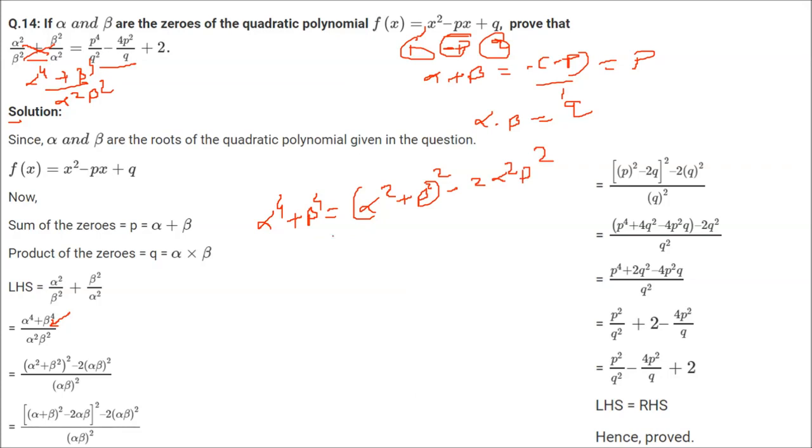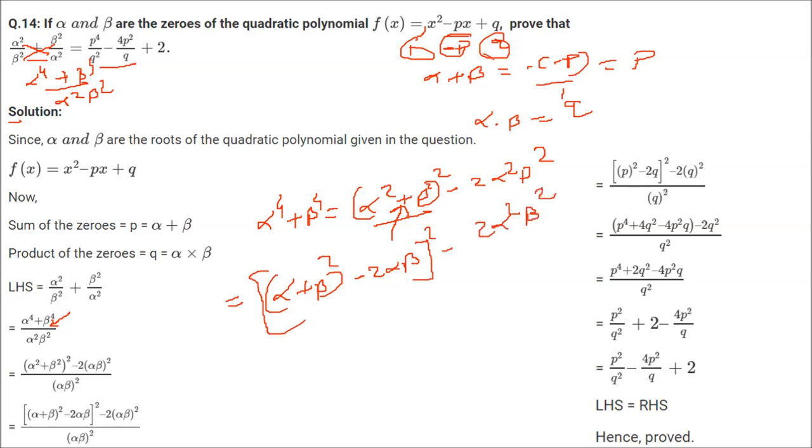After this, we will expand this one also. Alpha square plus beta square is what? Alpha plus beta whole square minus 2 alpha beta, whole square, minus 2 alpha square beta square. Now we know the value of alpha plus beta, P. So let us put P here. And then we know the value of Q, or this is alpha into beta. So let us put Q here and Q here. So this becomes P square minus 2Q whole square minus 2Q square by Q square.